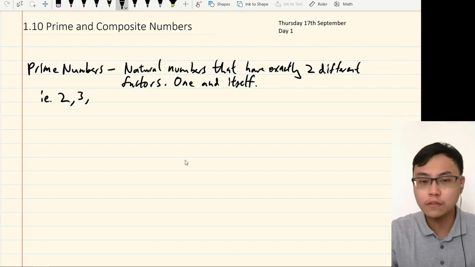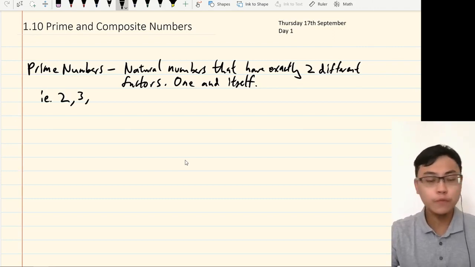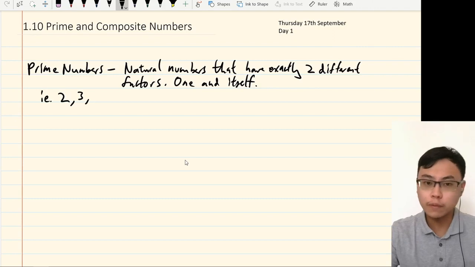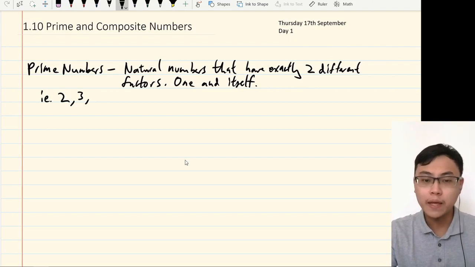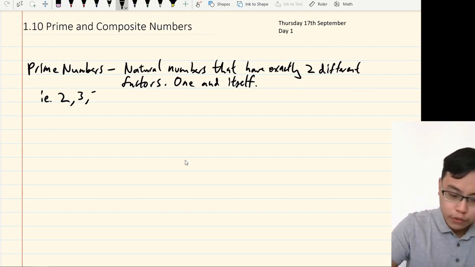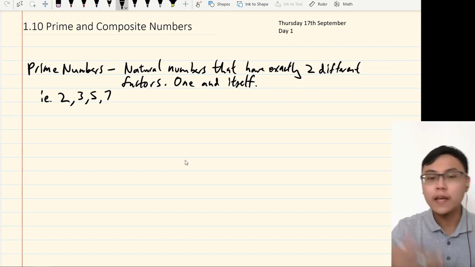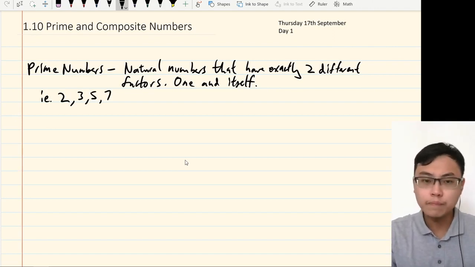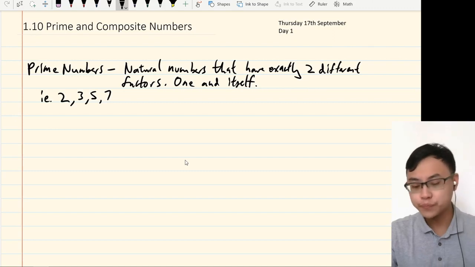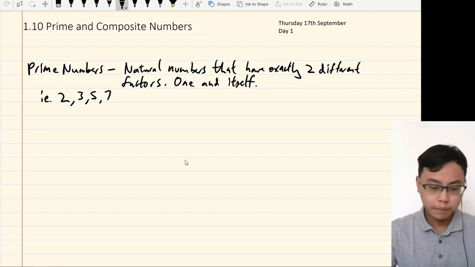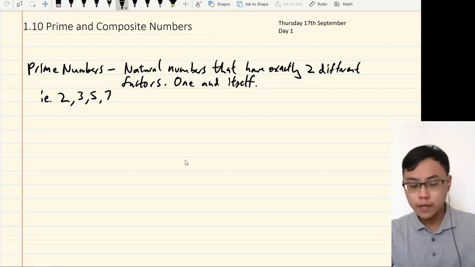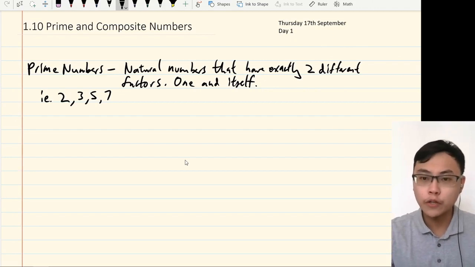What are some other prime numbers? Is 4 a prime number? No, because 4 can be divided by 1, 2, and 4. So 4 is not a prime number. Is 5 a prime number? Yes, because it can only be divided by 1 and 5. So there's 2, 3, 5, 7, and so on. Is 9 a prime number? No, because 9 can be divided by 3. As you can see, not all odd numbers are prime numbers, and other than two, all the other even numbers are non-prime numbers.